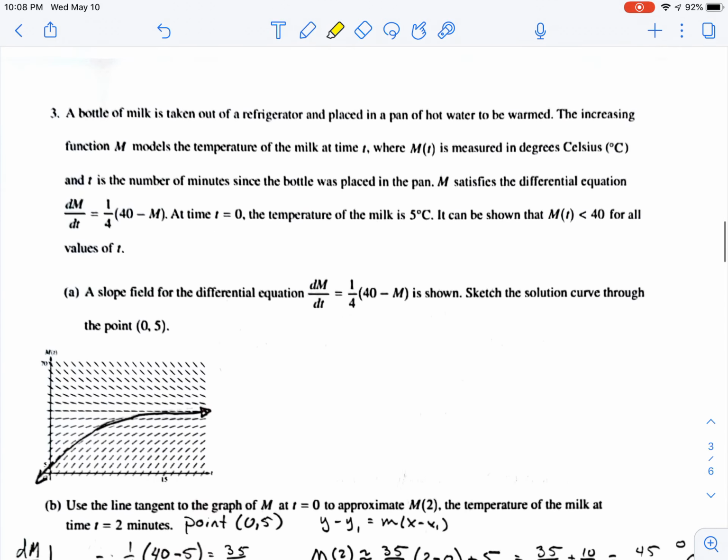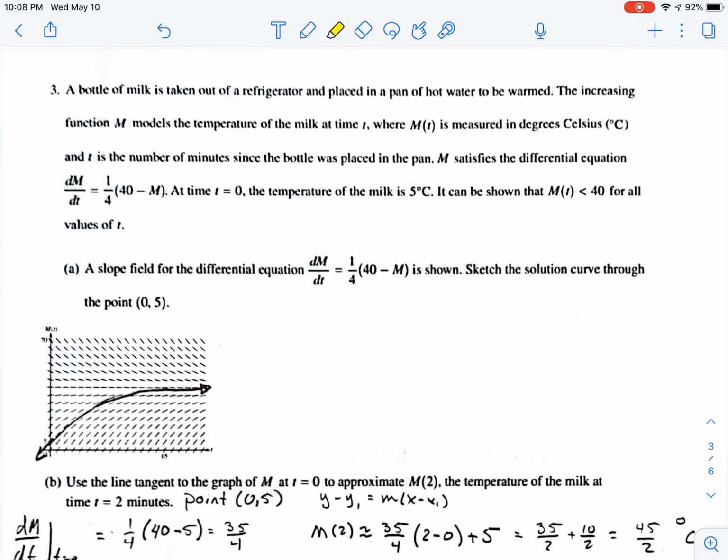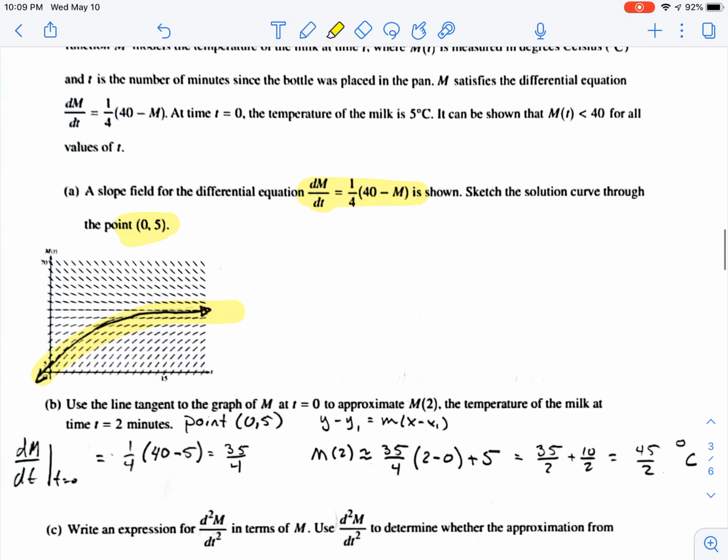All right, question 3. This question seems very similar to the potato question that vexed a bunch of students a few years back. And so this is milk being cool, coming out of a refrigerator, I believe, and warming up this time. And so it gives you a differential equation. It gives you initial temperature. Asks us to draw the solution curve. So we just follow the slope field, and hopefully you got a horizontal asymptote there at 40.